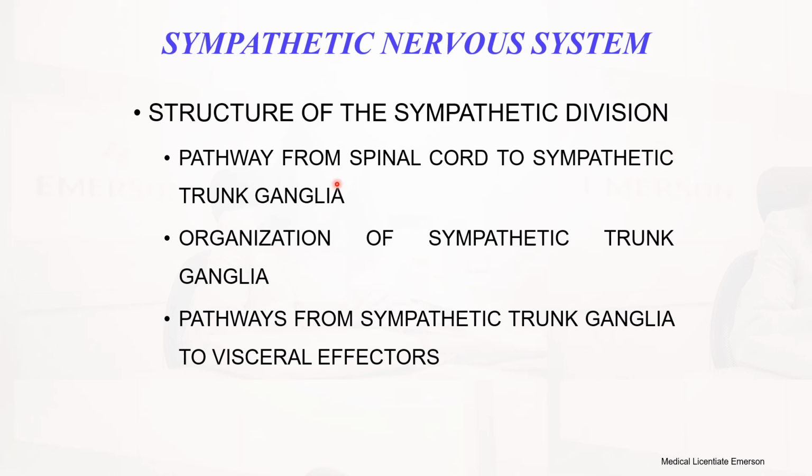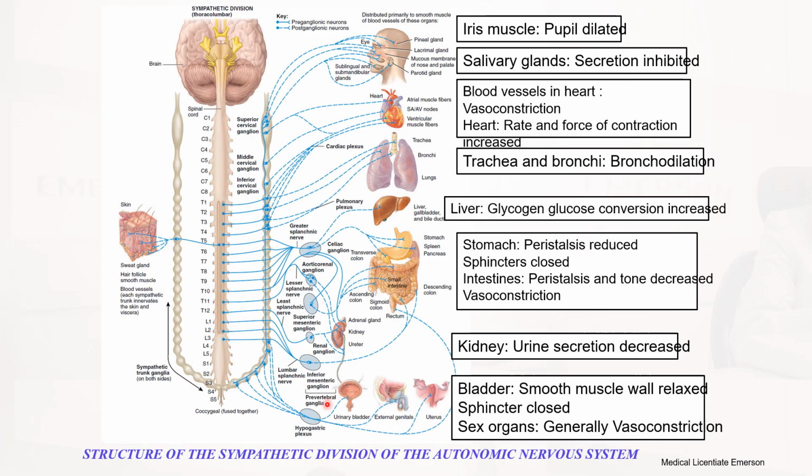Then you have the structure of the sympathetic nerve in terms of divisions. So number one, we have the pathway from the spinal cord to the sympathetic trunk ganglia. You also have organization of the sympathetic trunk ganglia. You also have pathways from the sympathetic trunk ganglia to the visceral. Okay, so this diagram is actually showing the structure of the sympathetic divisions of the autonomic nervous system.